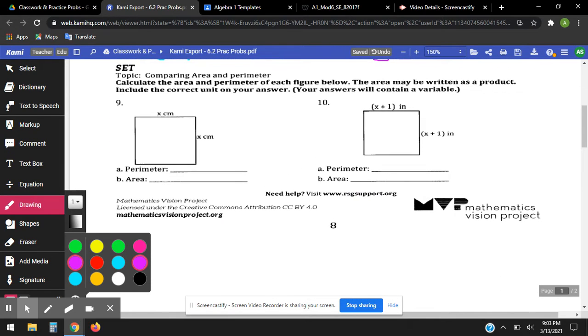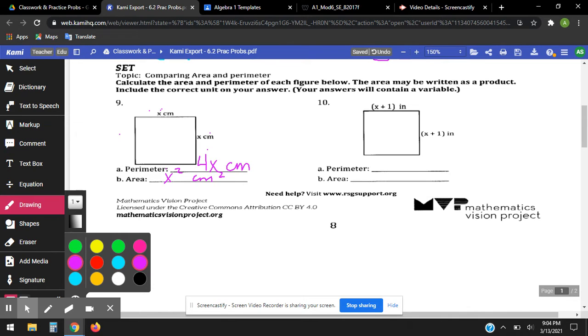Okay, so calculate the area and the perimeter of each figure below. The area may be written as a product. Include correct units in your answers. They will contain variables. All right, well, perimeter would be adding the four x's together, which would give me 4x centimeters, right? But if I'm doing area, I'm going to do length times width, which would be x squared centimeters squared. All right, next one.